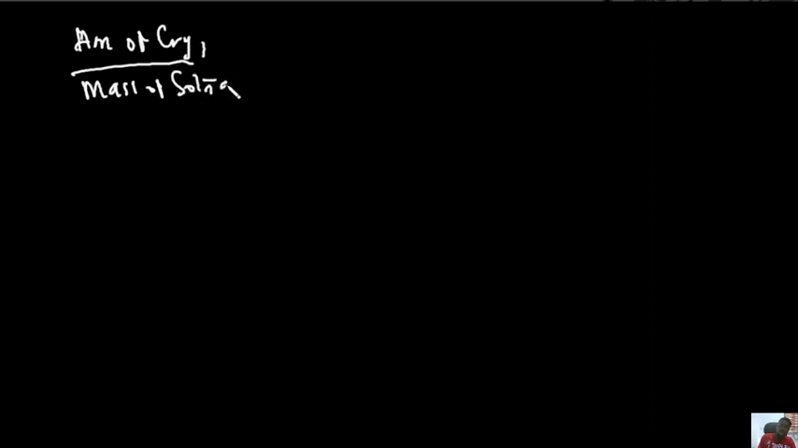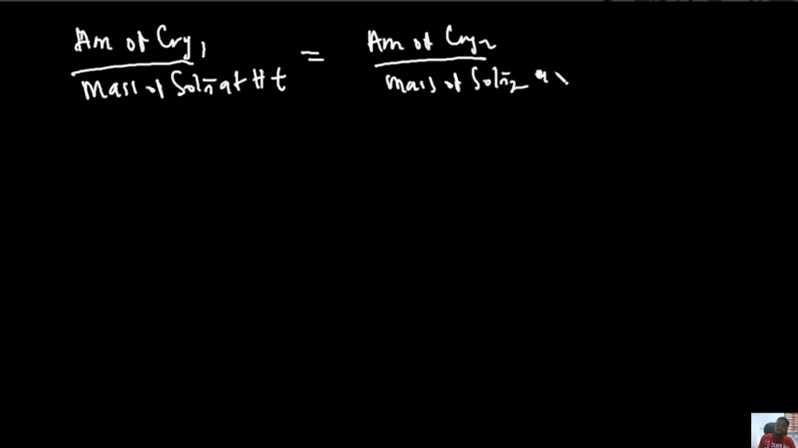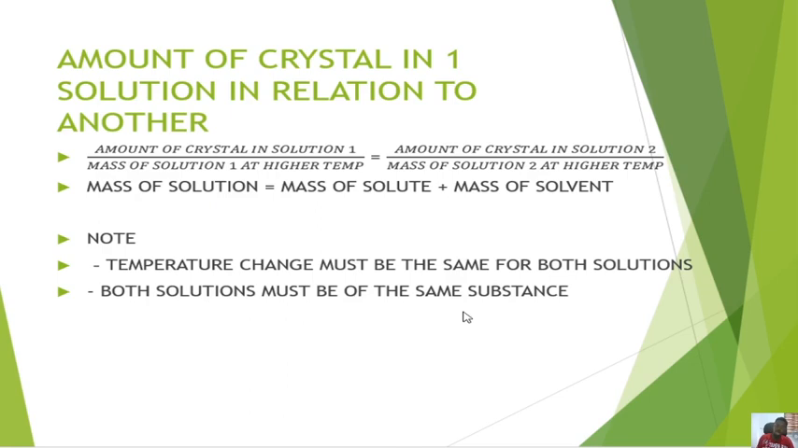Okay, so let's look at the formula again. I said that the formula is expressed as amount of crystal produced by solution 1 divided by the mass of solution 1 at the higher temperature is going to be equal to amount of crystal 2 divided by mass of solution 2, still at the higher temperature. So we are maintaining that their temperatures have to be equivalent to be able to solve this question. Now, there are some conditions that you must take note of to use this formula. The temperature change must be the same for both solutions. So if you are changing from 100 to 50 in solution 1, you're also going to have to change from 100 to 50 in solution 2. Then secondly, both solutions must be of the same substance. So if this is a solution of calcium sulfate or sodium chloride, this also will be a solution of sodium chloride. Okay, let's get to solve.